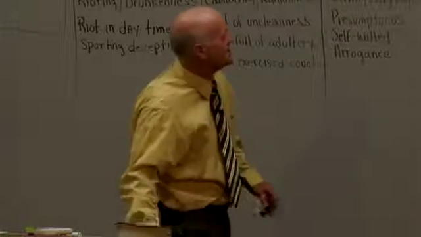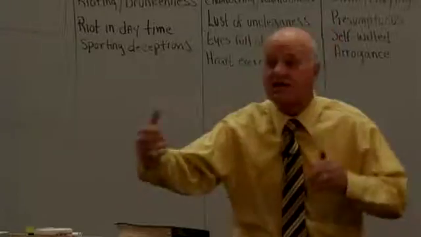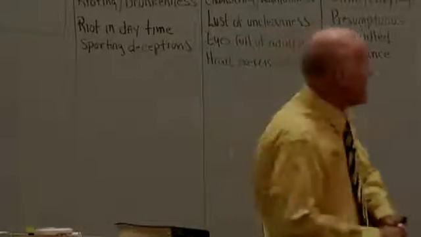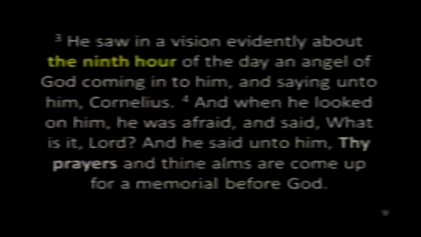Let me take you to Cornelius in Acts chapter 10. And there was a certain man in Caesarea called Cornelius, a centurion of the band called the Italian band, a devout man and one that feared God, that's the true God, with all his house, which gave much alms to the people, because he realizes he's going to have to be a friend to the Jews. He gave much alms to the people and prayed to God always. He saw in a vision, evidently about the ninth hour of the day. That shouldn't be a surprise to you. What time is that? That's 3 o'clock in the afternoon.